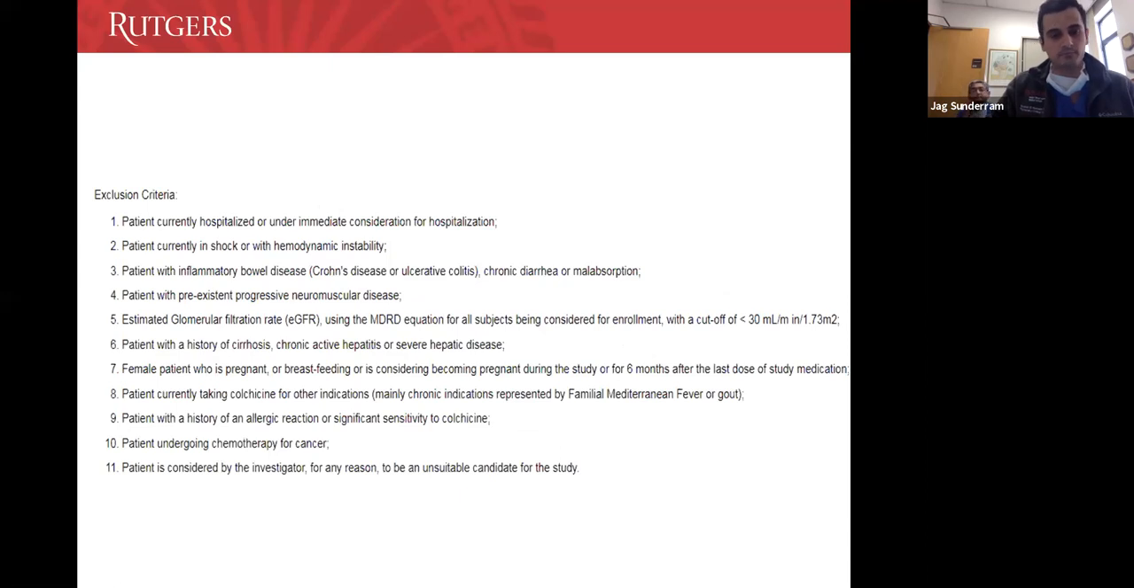And they have a big exclusion criteria, as you can see here: if you have any CKD, if you're hospitalized, if you're in shock, if you're undergoing chemotherapy. So it'll be interesting to see what the results of this study show. And this is about prevention before the patient even comes into the hospital.